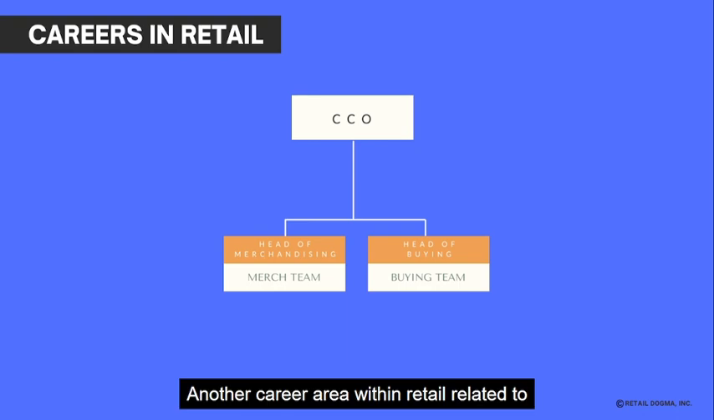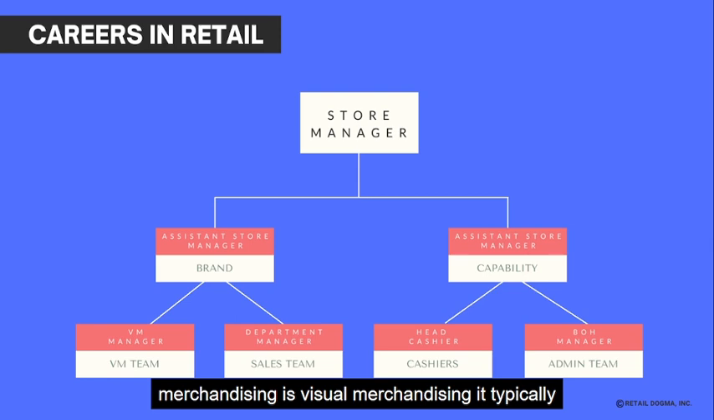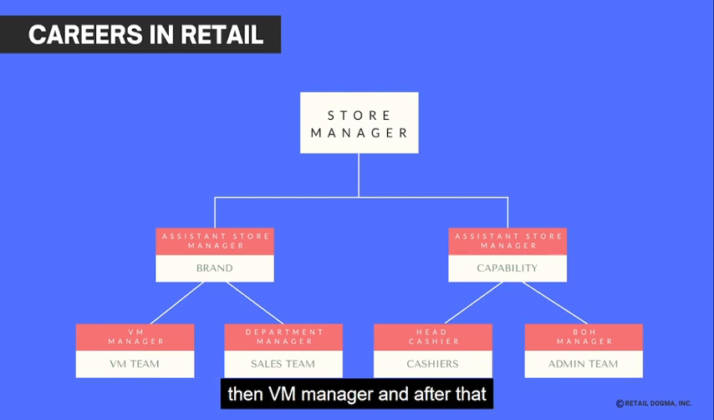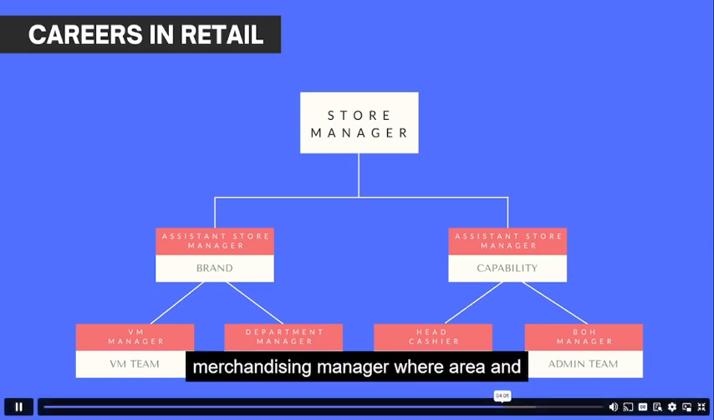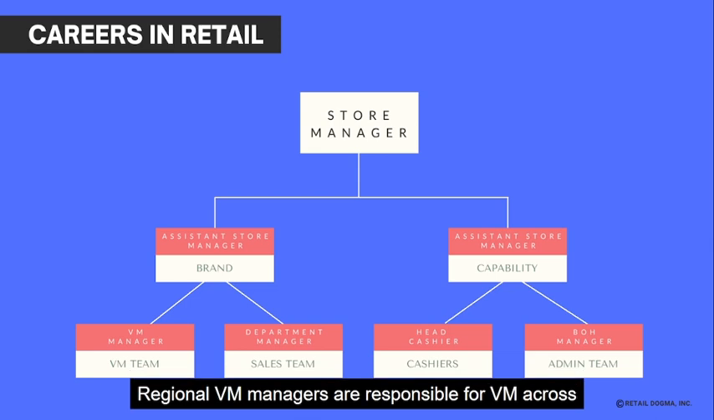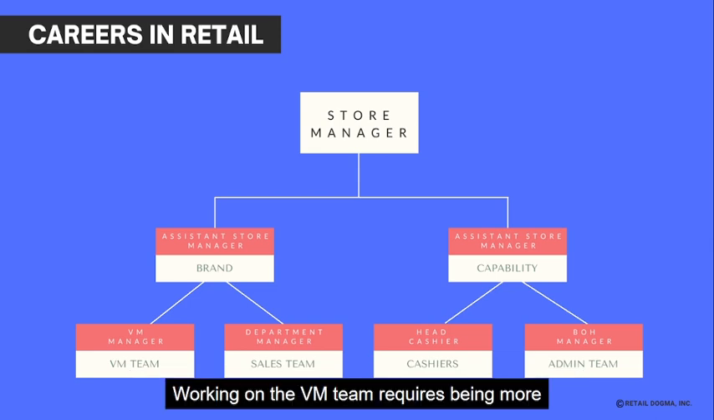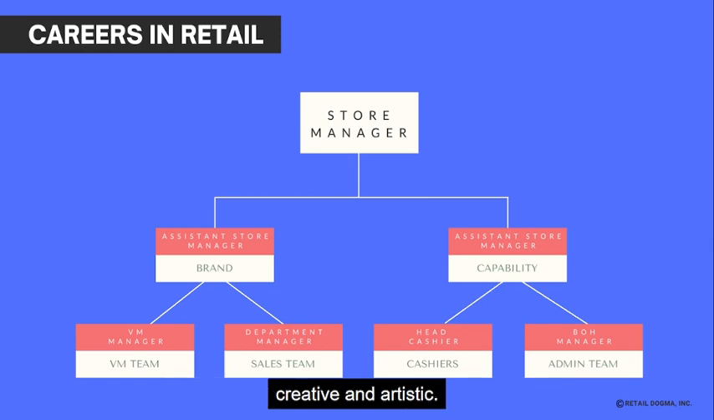Another career area within retail related to merchandising is visual merchandising. It typically starts at store level as visual merchandiser and then VM manager, and after that, just like operational roles, it develops into area visual merchandising manager and regional visual merchandising manager, where area and regional VM managers are responsible for VM across multiple stores. Working on the VM team requires being more creative and artistic.